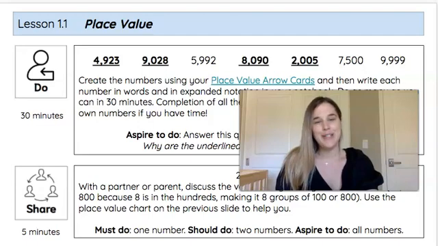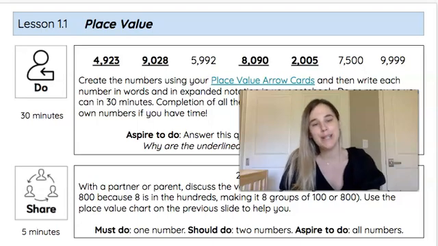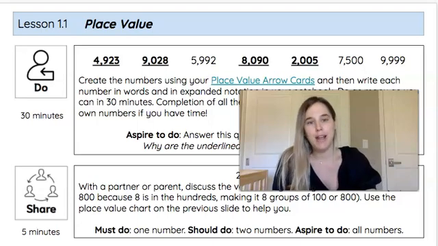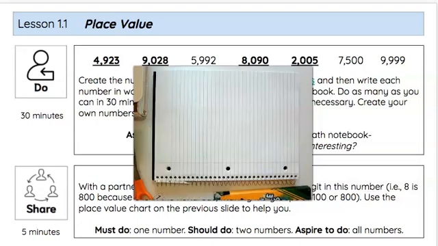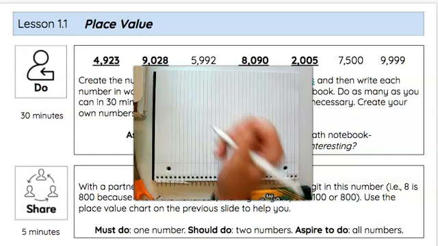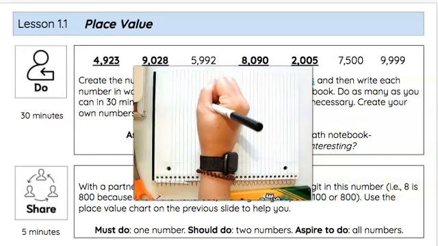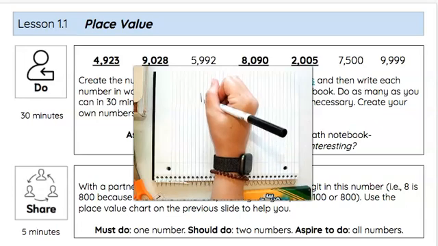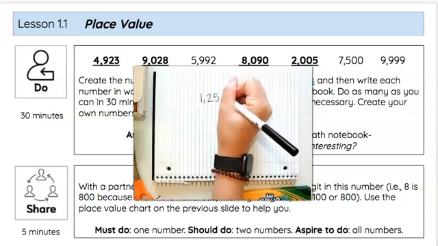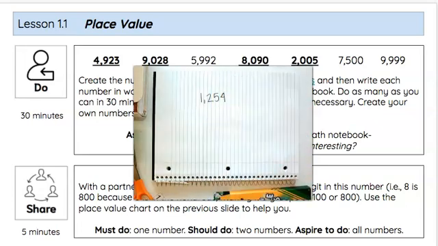Today I'm going to teach you how to read large numbers, decompose those numbers into expanded notation, and write large numbers. Consider this number. Can you name that number? Let's use place value arrow cards to help us name this number.